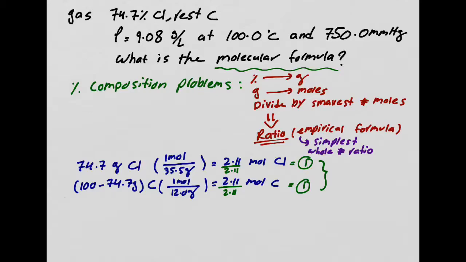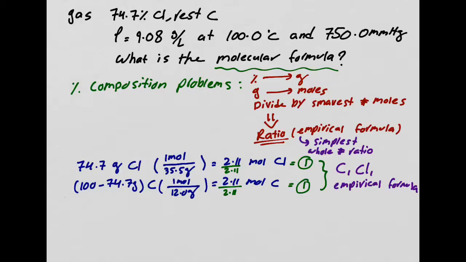Okay? So now, what does that mean? That means I have 1 carbon and I have 1 Cl. What is this? This is the empirical formula. It's a simplified formula. So far, so good. Hopefully you remember percent composition now.